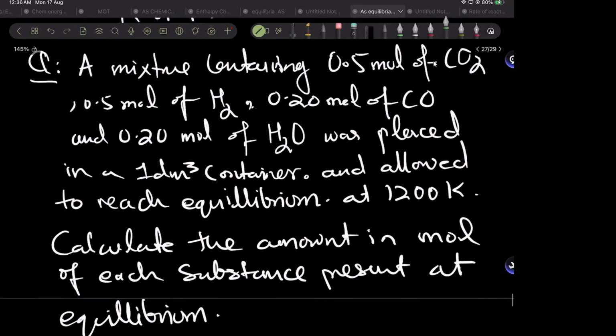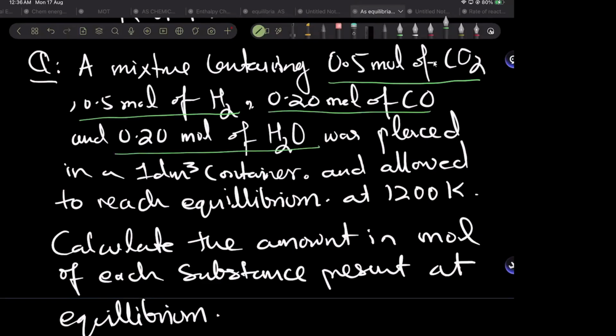So the reaction is a mixture containing 0.5 moles of carbon dioxide, 0.5 moles of H2, 0.2 moles of carbon monoxide, and 0.2 moles of H2O was placed in a 1 dm cube container and allowed to reach equilibrium. What does that mean? Which moles should these be? Initial? They should be the initial moles.